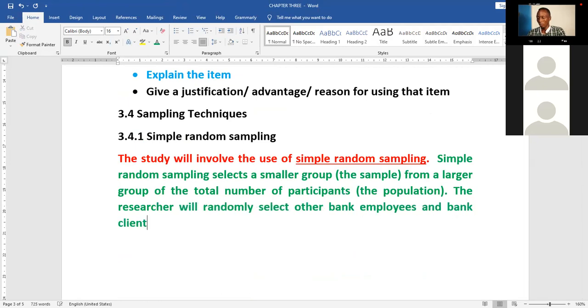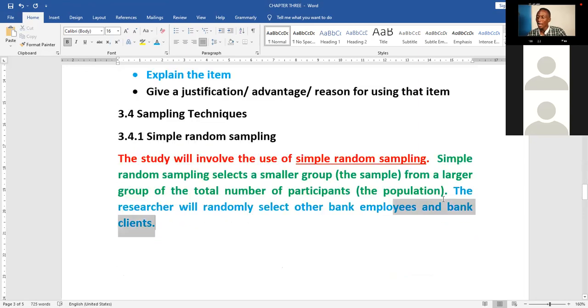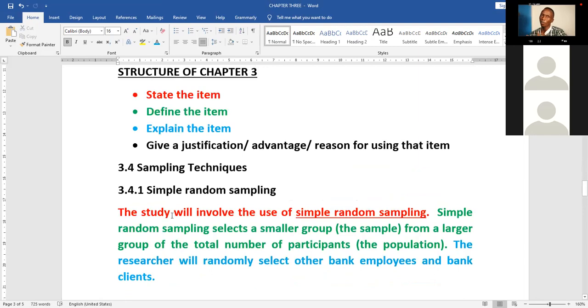Okay, so that means that we have tackled the third item, which is explaining the item. So we have stated the item, we have defined the item, and now we have explained the item. Then the last one should be giving a justification. So how do we give the justification? Justification is the reason why you're using this item. So you're supposed to give the reason why you're using simple random sampling.